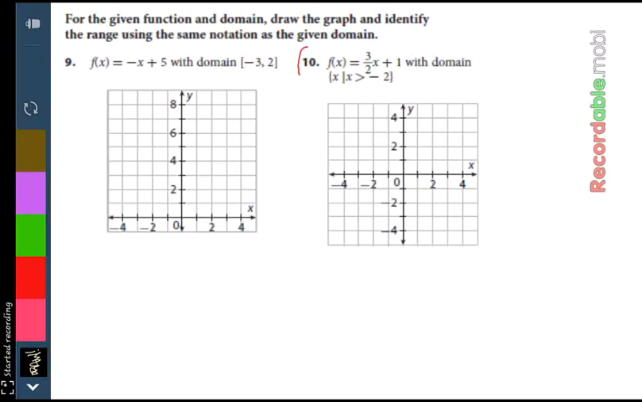In problem number 10, I would like to graph the function f of x equals 3 over 2x plus 1, given that the domain of this function is x such that x greater than negative 2. This domain is an infinite domain type, which means that the domain has no end. It has a starting point, which is negative 2, but it has no end. So I expect that this function should have an arrow in the graph.